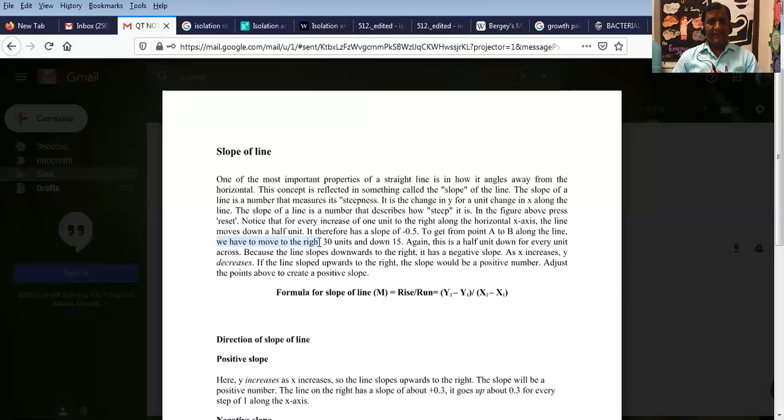If the line sloped upward to the right, the slope would be a positive number. Adjust the point above to create a positive slope.